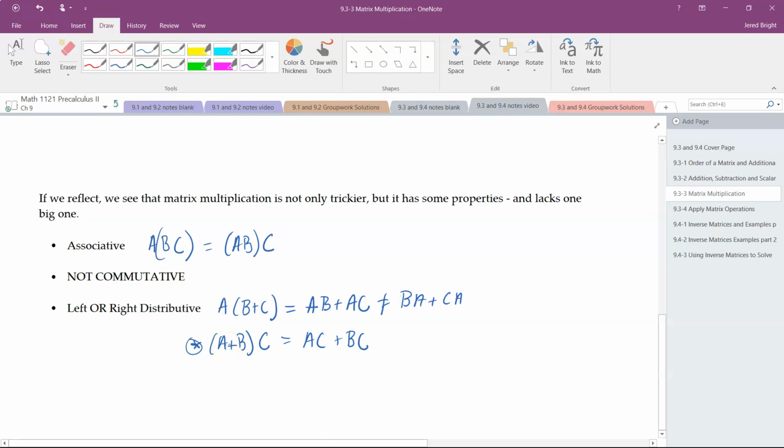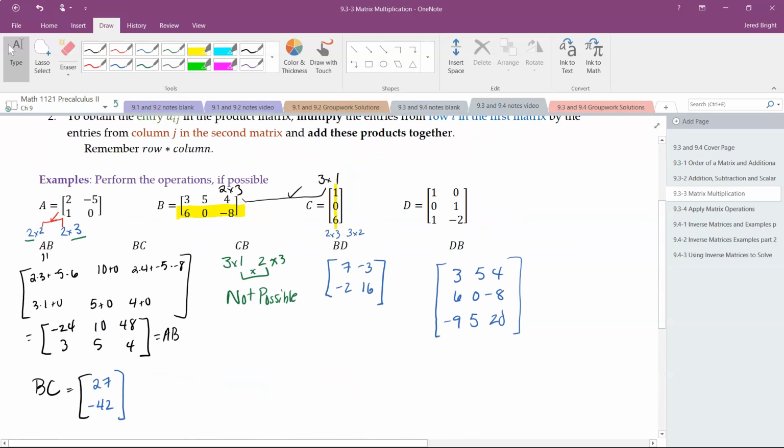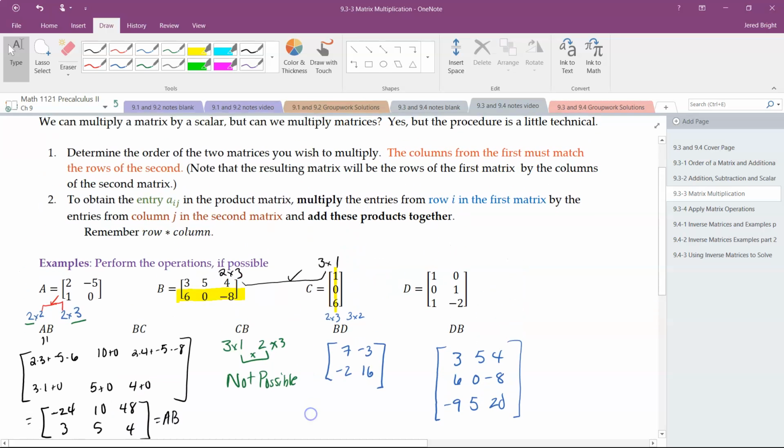But you do have to be careful about the order of multiplication, because matrix multiplication is not commutative, meaning that AB is not equal to BA, as we found out above with BD and DB. All right, so matrix multiplication, big idea: make sure that the orders make matrix multiplication possible, and then it's row of first times column of second, adding the products as you go.